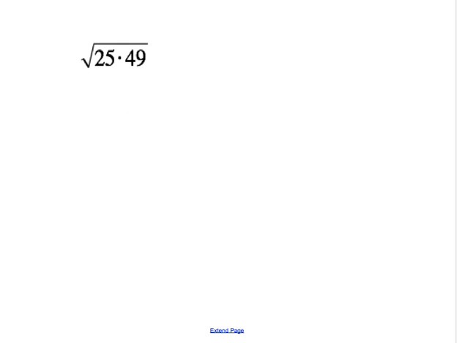So let's look at an example here. This, I would not want to use the first method. I don't want to try and multiply 25 times 49 in my head, so I'm going to split that into two square roots. Square root of 25 times square root of 49. That's 5 times 7, which I can do in my head. That's 35.